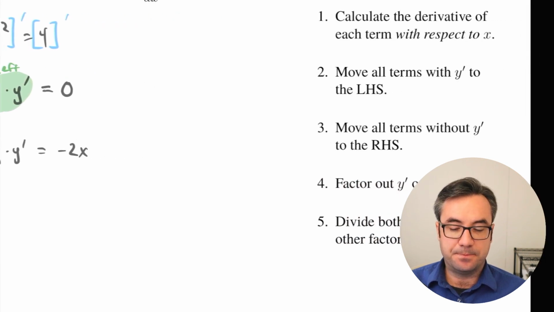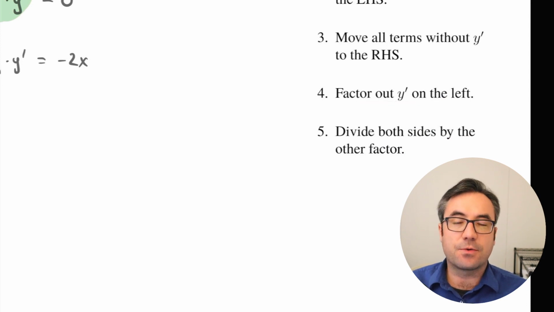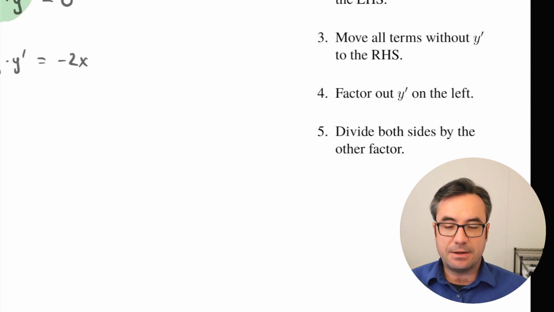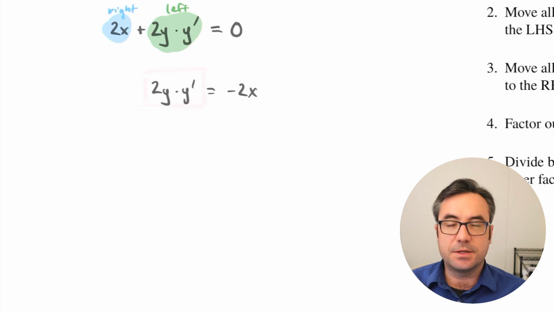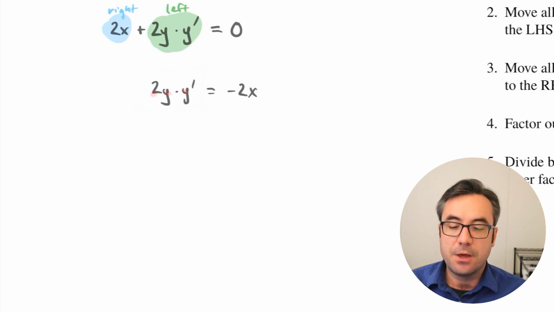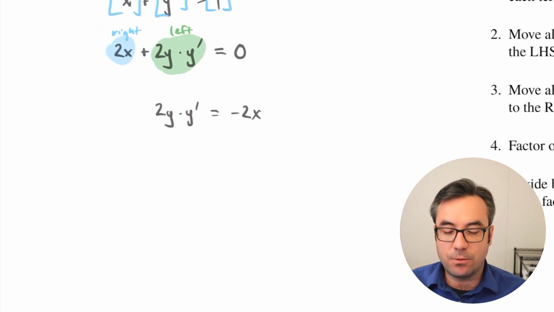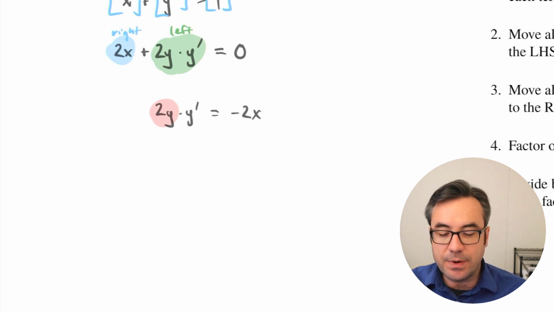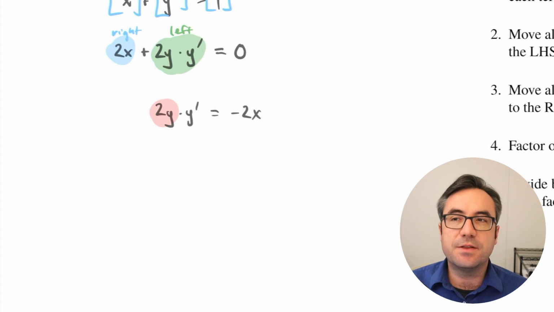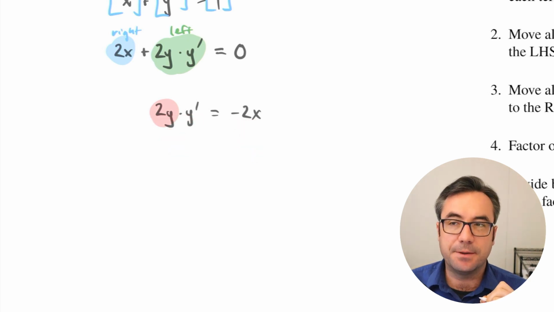And where does that put me? Well, that puts me at step 4. I'm ready to factor out y prime on the left. Now, sometimes there's a little bit more going on, but this is already nice and factored for us. So we have 3 different factors here. We have the 2, we have the y, and then we have y prime. So basically, I'm going to take everything that isn't y prime, in this case the 2y, and move that to the other side. I want to get y prime by itself. And so when we have multiplication, the way we can move things to the other side of our equation is by division. So I'm going to divide both sides by 2y.